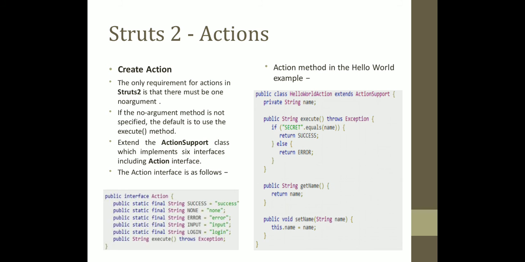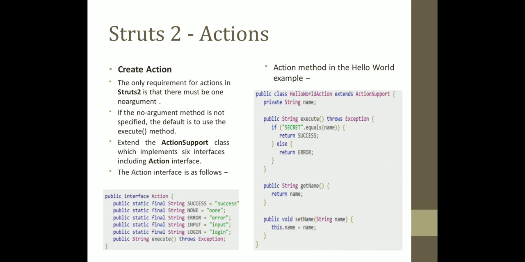So how this Action interface starts, we can see it is started as public interface Action, and we have given here some constants like public static final String SUCCESS as success, NONE as none, ERROR for error, INPUT for input, LOGIN for login, and finally public String execute will be your default method. Okay, so public String execute throws Exception.